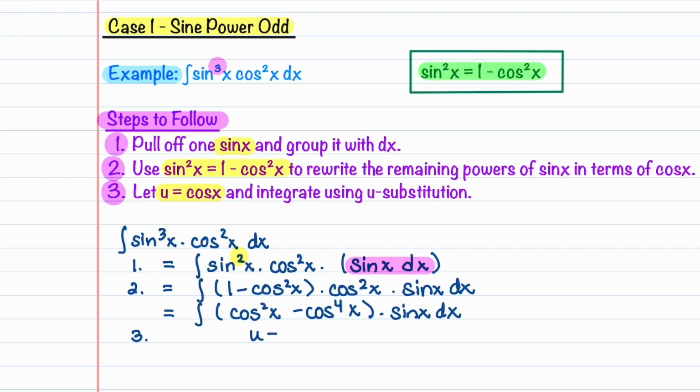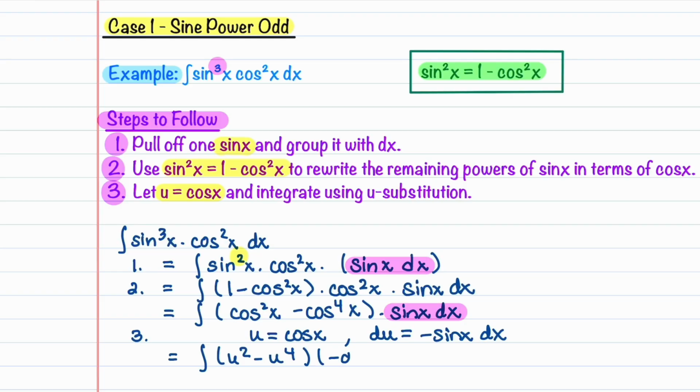We have u is equal to cosine x, and just like we talked about, our du is equal to minus sine x dx, and we have that right in our integrand. We'll have to watch out for the negative here. We have u squared minus u to the 4th, and then we have a minus du. Let's go ahead and rewrite this and get rid of that negative. This gives us u to the 4th minus u squared du.